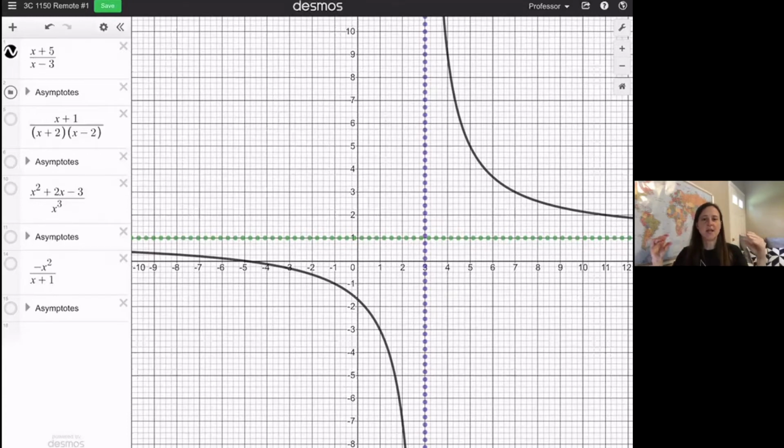So you'll notice that the end behavior of these graphs is not like polynomials, where they were shooting off to infinity or negative infinity, starting high and ending low, that kind of thing. A rational function will flatten out towards some kind of line eventually. All right, so let's look at another one.